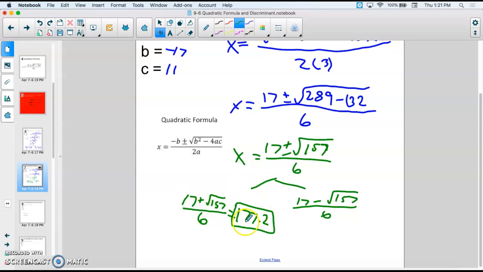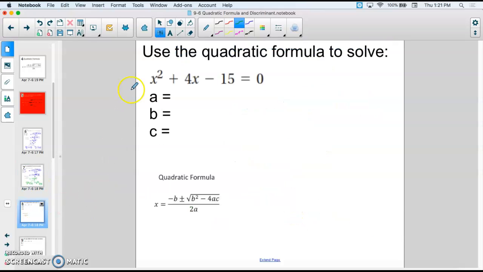Good luck graphing that and figuring that out. All right, this is why we do it. And then 17 minus the square root of 157, enter, or equals, and then divided by 6 gets you 0.75. Or I guess we could have just done 0.7. That would have been fine too. Okay, on to the next one.